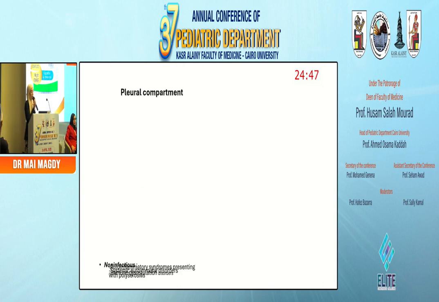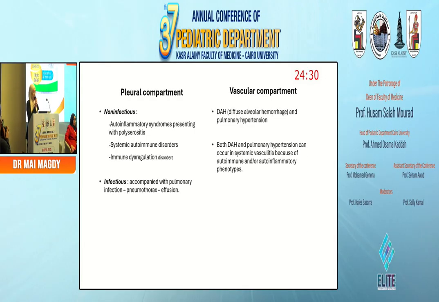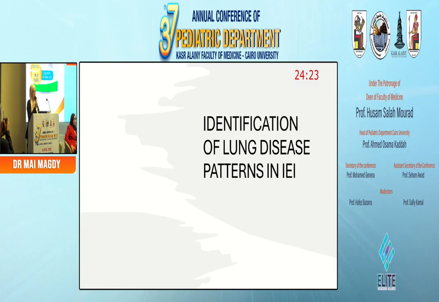Regarding the pleural compartment, it can be either infectious as a part of the pulmonary disease or non-infectious in patients with autoinflammation, systemic autoimmunity, and immune dysregulation. Regarding the vascular compartment, it has two keys: diffuse alveolar hemorrhage and pulmonary hypertension, which occur in patients with systemic vasculitis due to either autoimmune or autoinflammatory process.